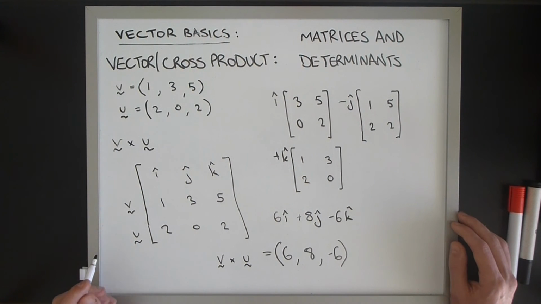of v cross u. So that was a simple example of the cross product of two vectors using matrices and determinants. You can double check my other video on Sarrus's rule to confirm that this is the answer you should be getting.